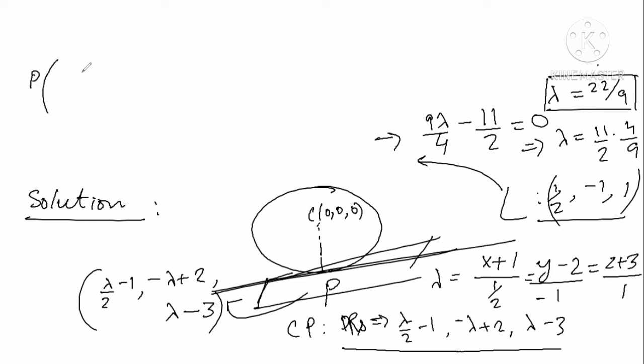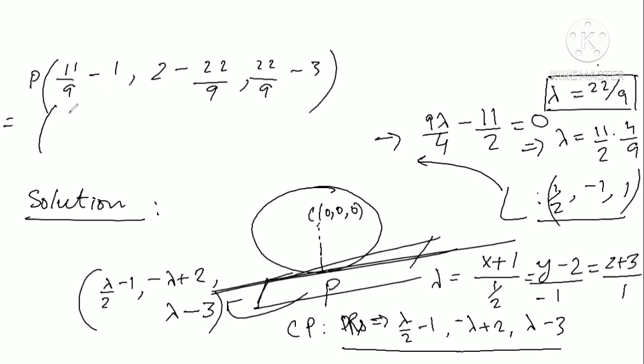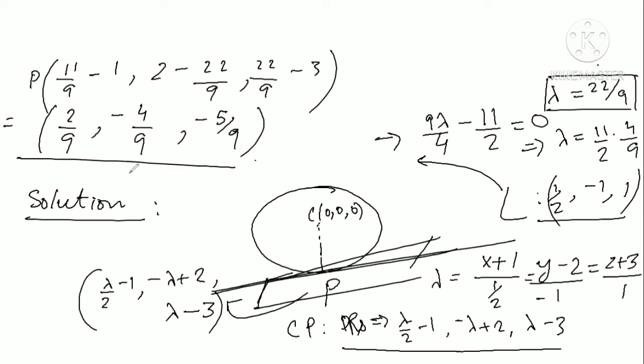So point P will be lambda by 2. So lambda is 22 by 9. So by 2 means 11 by 9 minus 1. And then 2 minus lambda. So 2 minus 22 by 9. And the z coordinate is lambda minus 3. So 22 by 9 minus 3. So this will become 11 minus 9, so 2 by 9. Then 18 minus 22 is minus 4 by 9. And then 22 minus 27 is minus 5 by 9. So in this way, we get the coordinates of point P as 2 by 9, minus 4 by 9, and minus 5 by 9.